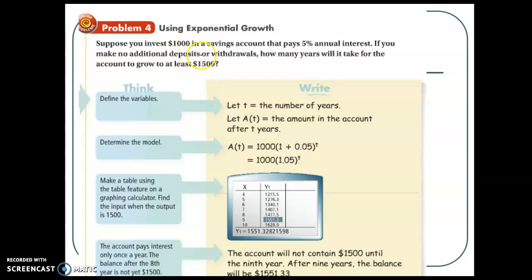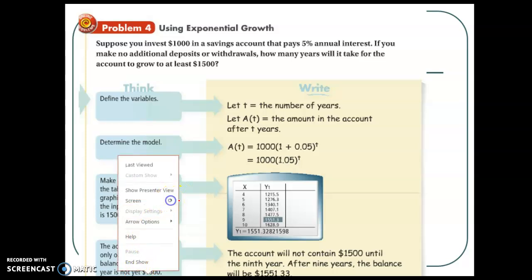Suppose you invest $1,000 in a savings account that pays 5% annual interest. If you make no additional deposits or withdrawals, how many years will it take for the account to grow to at least $1,500? Okay, so they're showing you how to do this on a TI-83. You can do it on Desmos.